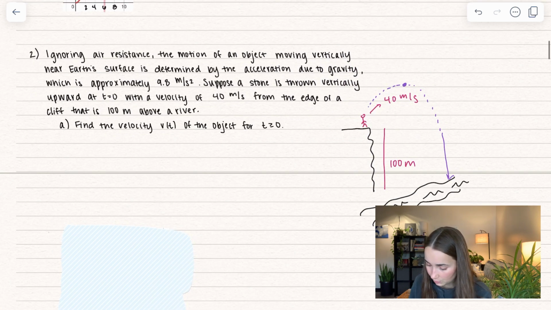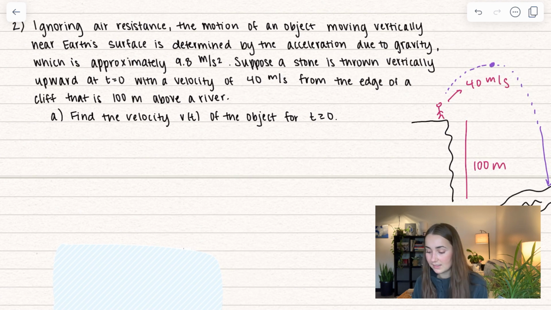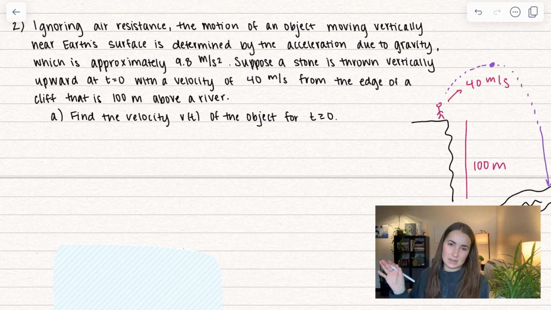So let's go through this problem. First we want to find the velocity of the object for t is greater than or equal to 0, because we don't work with negative time, right? That's just in terms of the context.